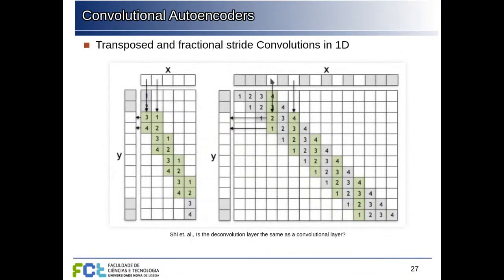Another way is to pad the input with zeros, and this would be fractional stride convolution.